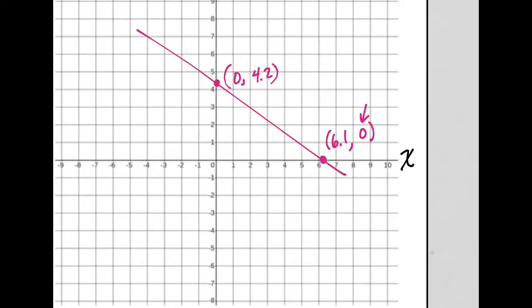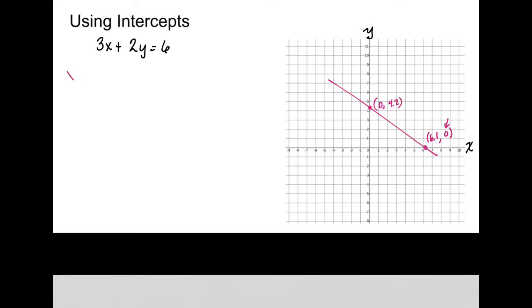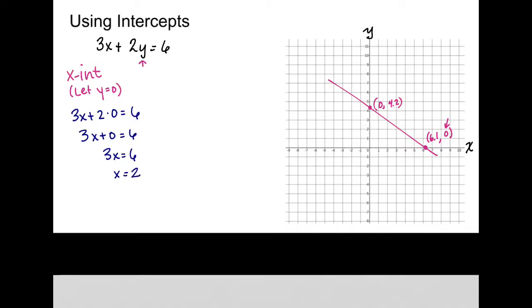So to find the x-intercept, we're going to let y equal 0. So I'm going to plug in 0 here for y. So 3x plus 0 equals 6. So 3x equals 6. So x equals, divide both sides by 3. So x equals 2.